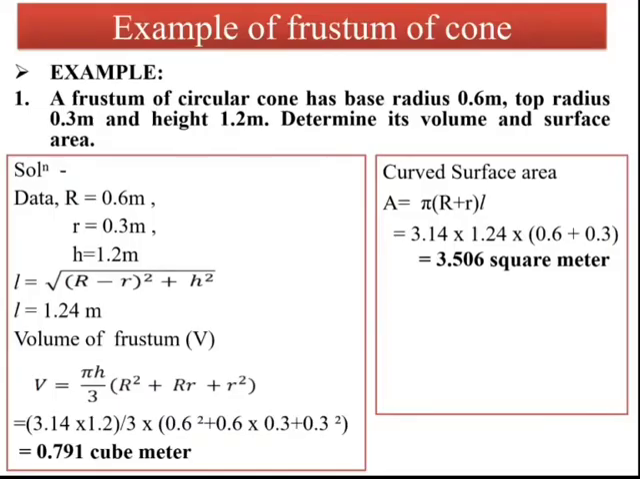Now next start the example of the frustum of cone. A frustum of a circular cone has a base radius 0.6 meter, top radius 0.3 meter and height 1.2 meter. Determine its volume and surface area. Okay, first of all I will draw the figure of the frustum of cone.